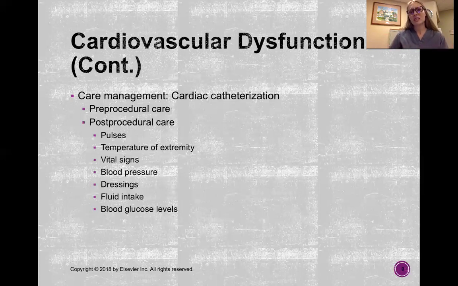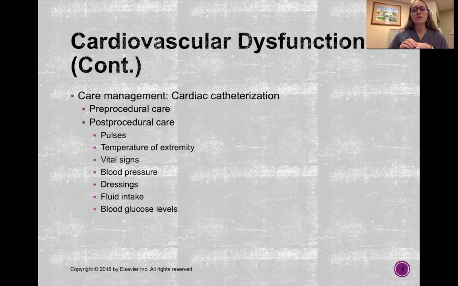We're going to check our dressings, just like always. We're going to assess for REDA, because we do have an incision site. So redness, edema, ecchymosis, drainage, approximation.